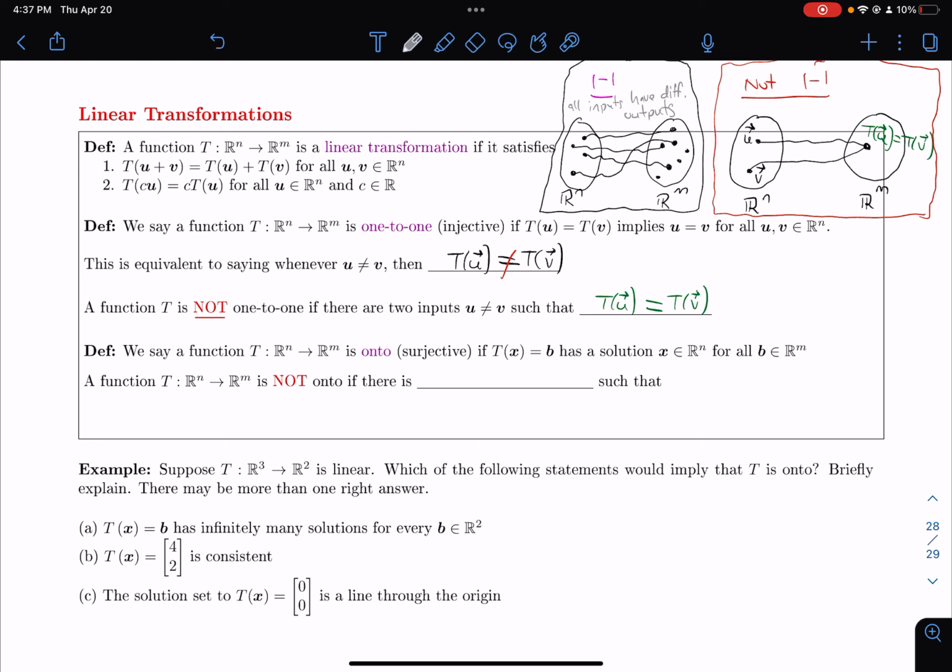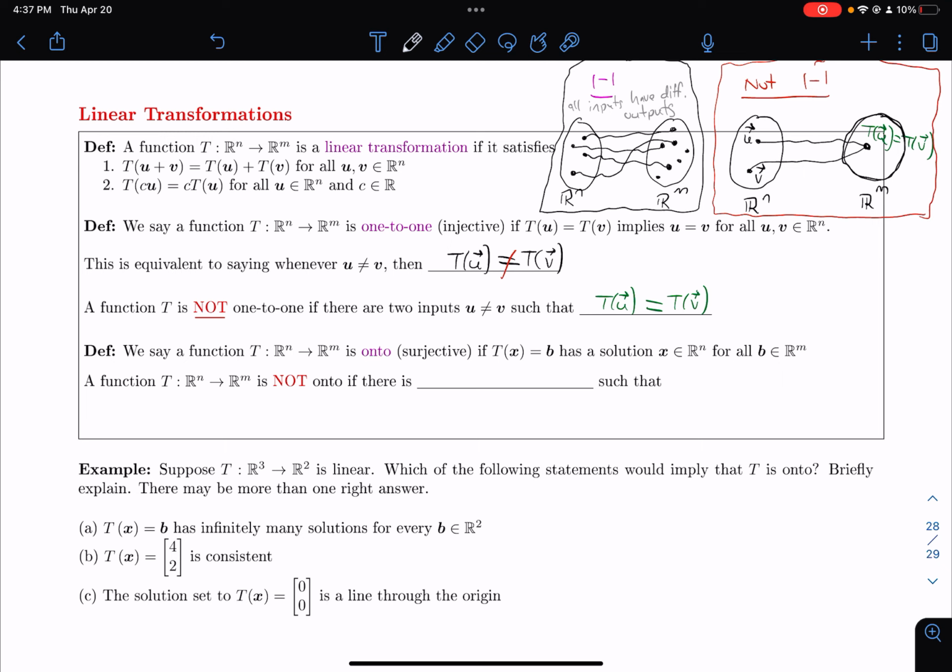What about this other term, onto? We say that a function T is onto, another word for onto is surjective. Onto means that if I look at the equation T(x) equals b, that's going to have a solution, the vector x, for any vector b in the codomain. Okay, so that's the same thing as saying that no matter what vector I pick in the codomain, no matter what vector I pick over here in this codomain circle, there's always going to be something in the domain that reaches it. There's always going to be some input that lets us reach that output, no matter what output vector we picked.